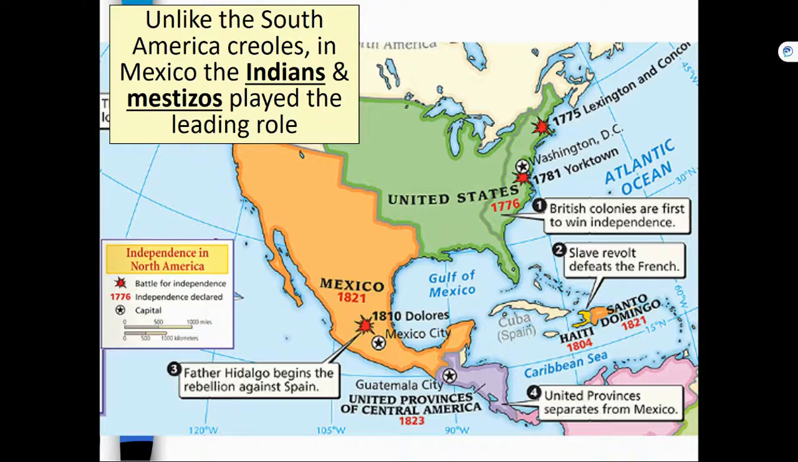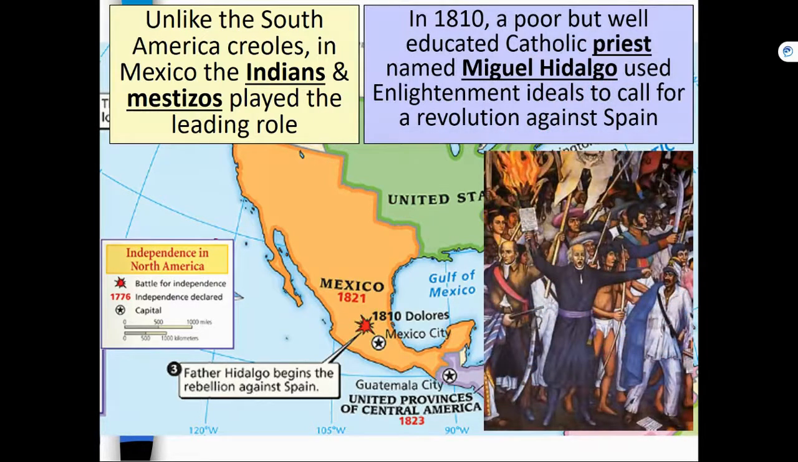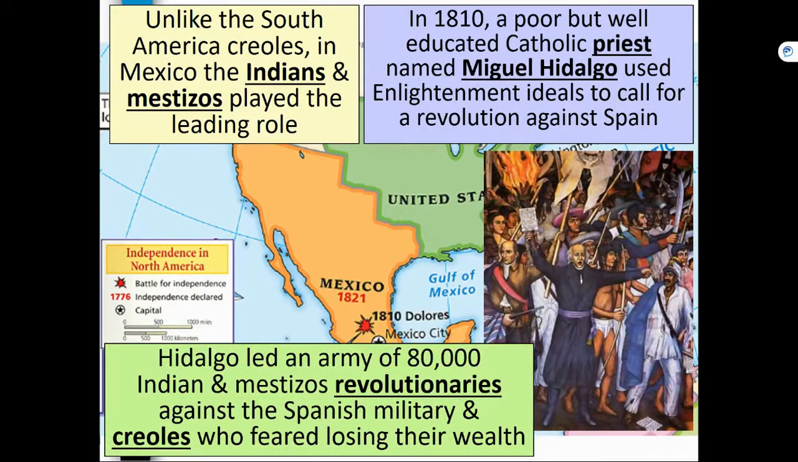Unlike the South American Creoles, in Mexico the Indians and mestizos played the leading role. In 1810, a poor but well-educated Catholic priest named Miguel Hidalgo used Enlightenment ideals to call for a revolution against Spain. Hidalgo led an army of 80,000 Indian and mestizo revolutionaries against the Spanish military and Creoles who feared losing their wealth.